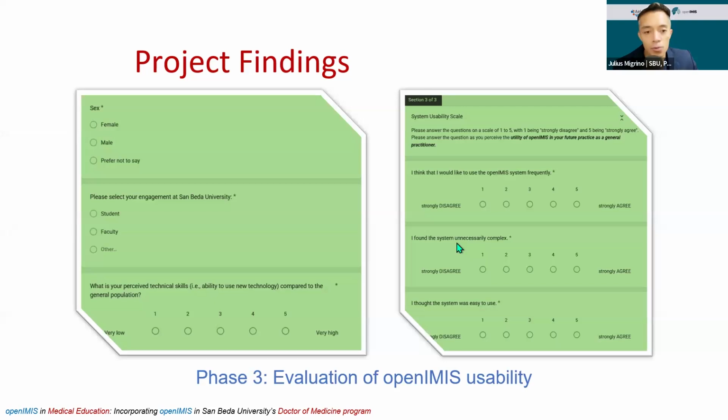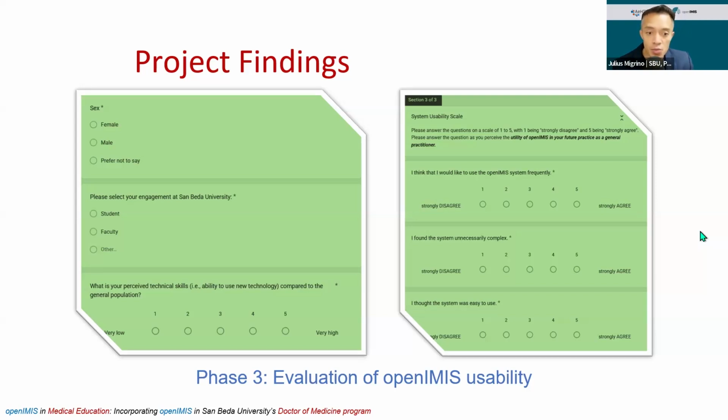Now, the last phase of the project was the evaluation of openIMIS as a system. The evaluation phase made use of a Google form provided to the respondents and collected a few general demographic information, immediately followed by the 10-item SUS Likert scale. There were a total of 106 completed responses for the survey, and a large majority of the respondents rated their technical skill as either 4 or 5 out of 5, which is actually quite high. At least these are self reports of their technical skills.